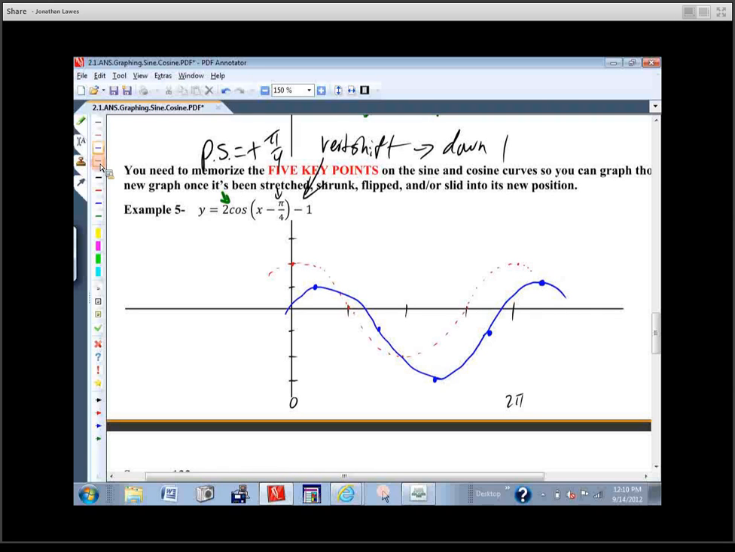It's sometimes helpful to label the center line, label the midline. The midline on this one goes through right here. What's the equation of that line? That's y equals -1. Why is it at -1? Yeah, because we took the old midline and slid it down 1 unit. Okay. I'd like you to label those 5 key points. Make them nice and big. If you have to label where the original one was, that's fine.